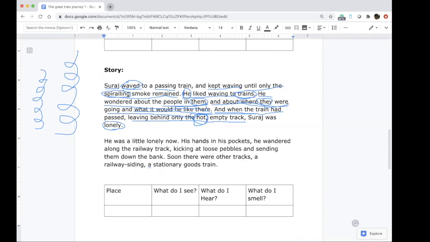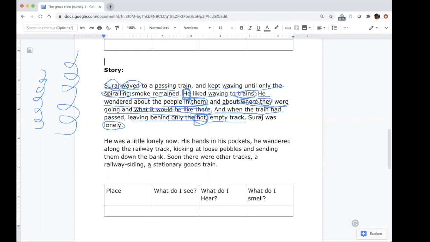Remember, if I read this sentence alone, he likes waving trains, we don't know who is he. But since I read the first sentence and I know I am talking about a person named Suraj, I understand that he refers to Suraj. So that is the connection you have to make between these sentences. If I just go randomly and says he likes waving to the trains, can you guess who I am talking about? You don't know, right? Now, I tell you the first sentence and then tell you he likes waving to the trains, you will know that he refers to Suraj.